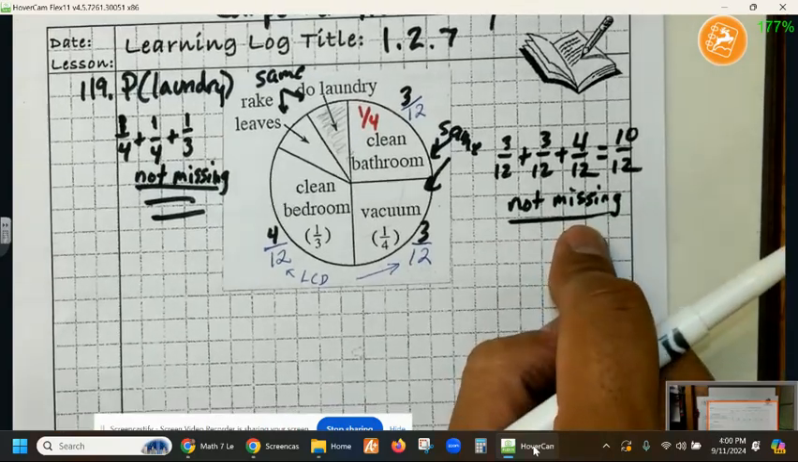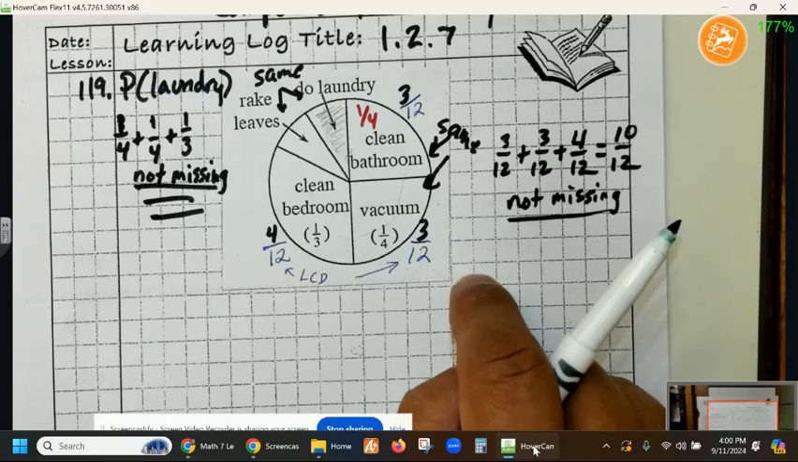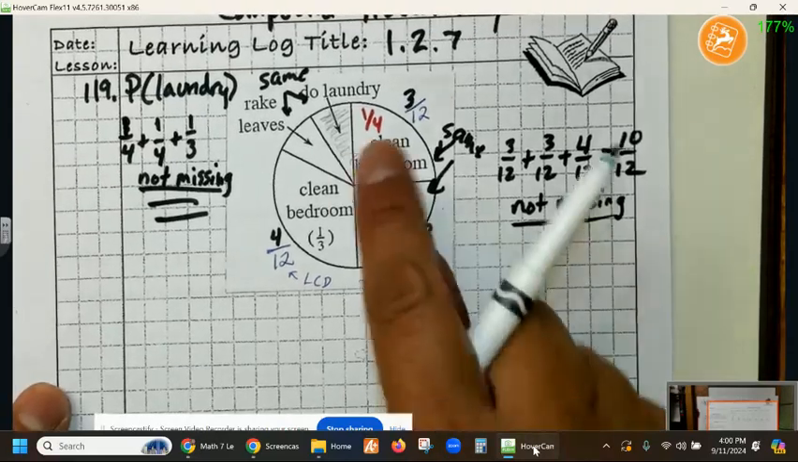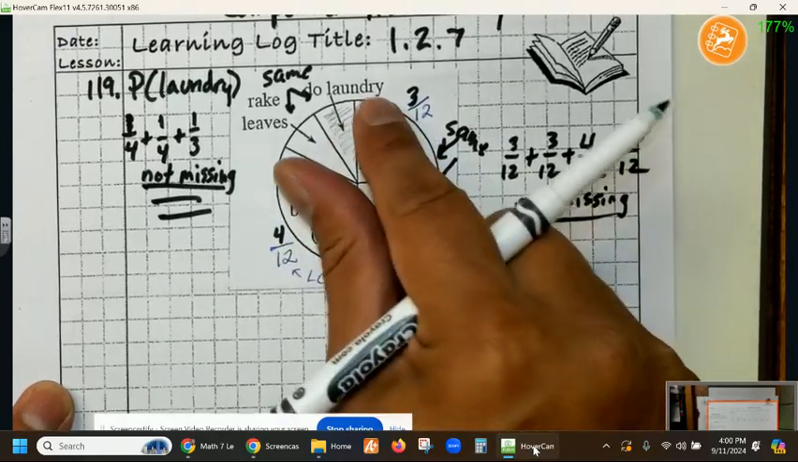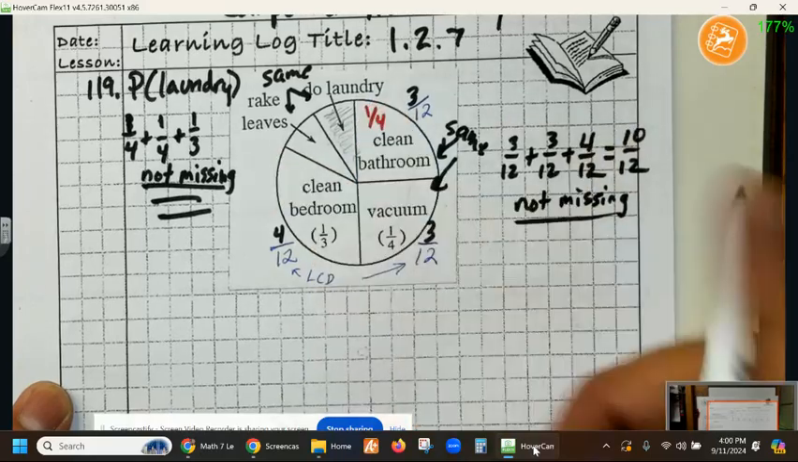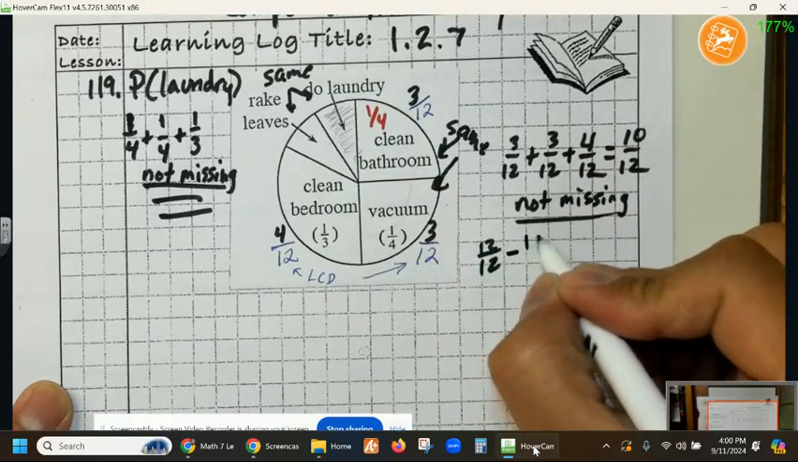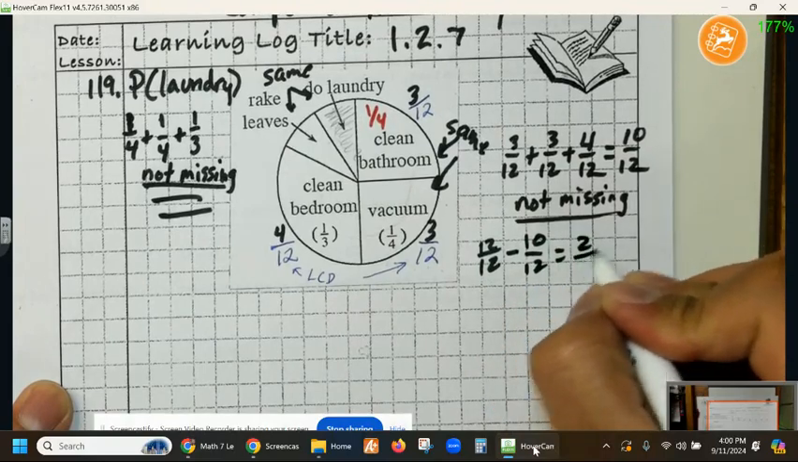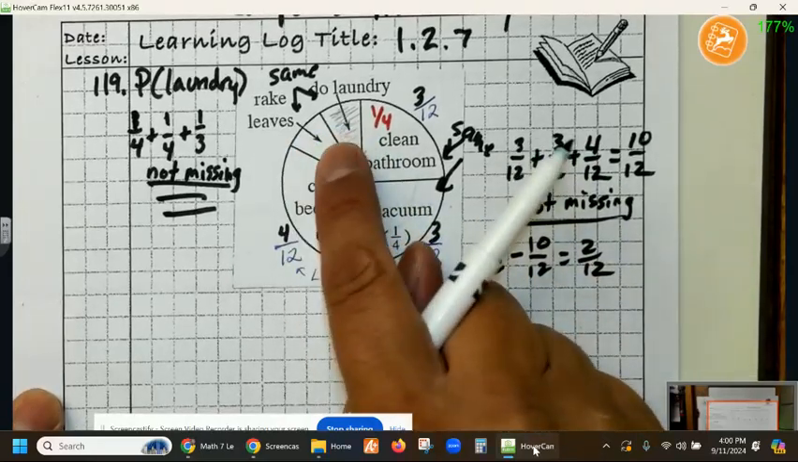Now, in order to tell what is missing, we're going to take the rest of the probabilities. How many 12ths are left if these three take up 10/12? We have 2/12 because we're finding the complement. So that leaves 2/12 for these two here.